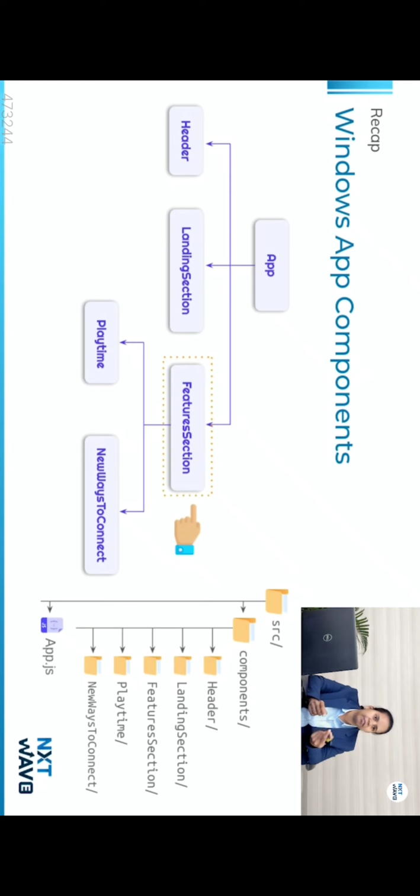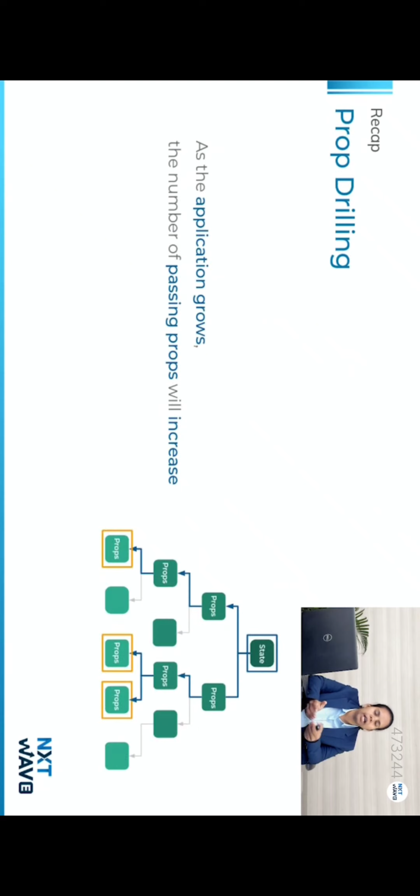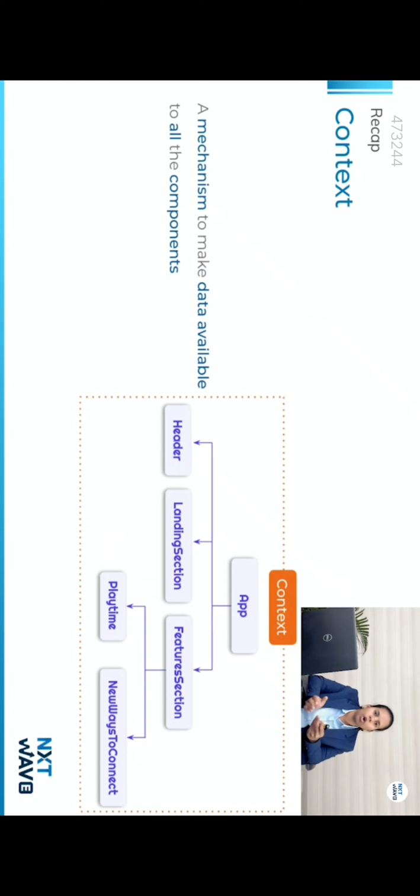We were passing the active language from the app component to playtime and new ways to connect through the feature section. Though the feature section doesn't need the active language, we were passing it to the feature section so that it can be passed down to playtime and new ways to connect. So that was prop drilling. It would be an issue as the application grows because the number of props that we have to pass will increase, and unnecessarily we have to involve a lot of components, right? So the solution for this is using context.